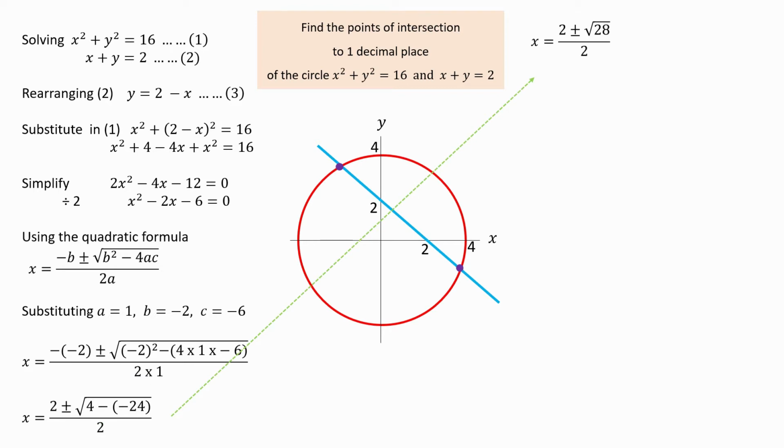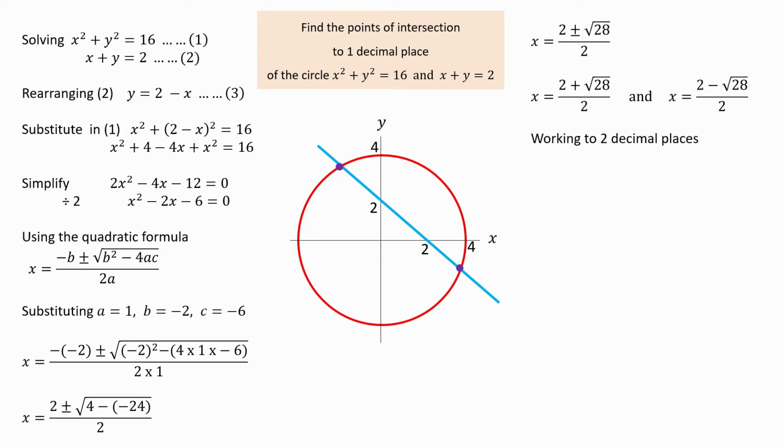Simplifying the square root, obtaining 2 values for x by adding and subtracting the square root. Working to 2 decimal places to avoid rounding errors. Since the square root of 28 is 5.29, the values of x can be written like this. So x equals 3.65 and negative 1.65.